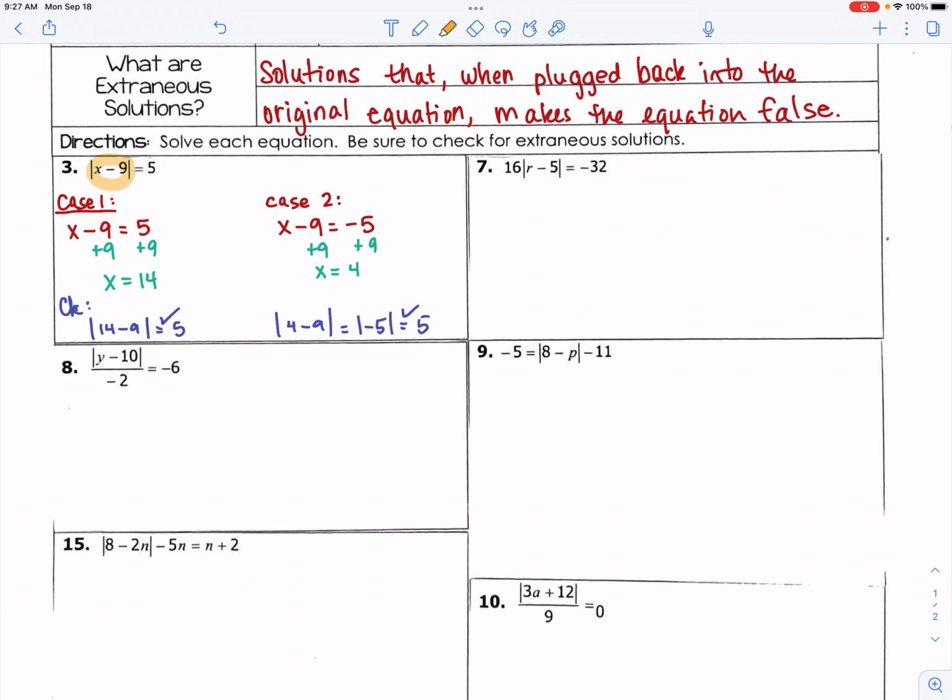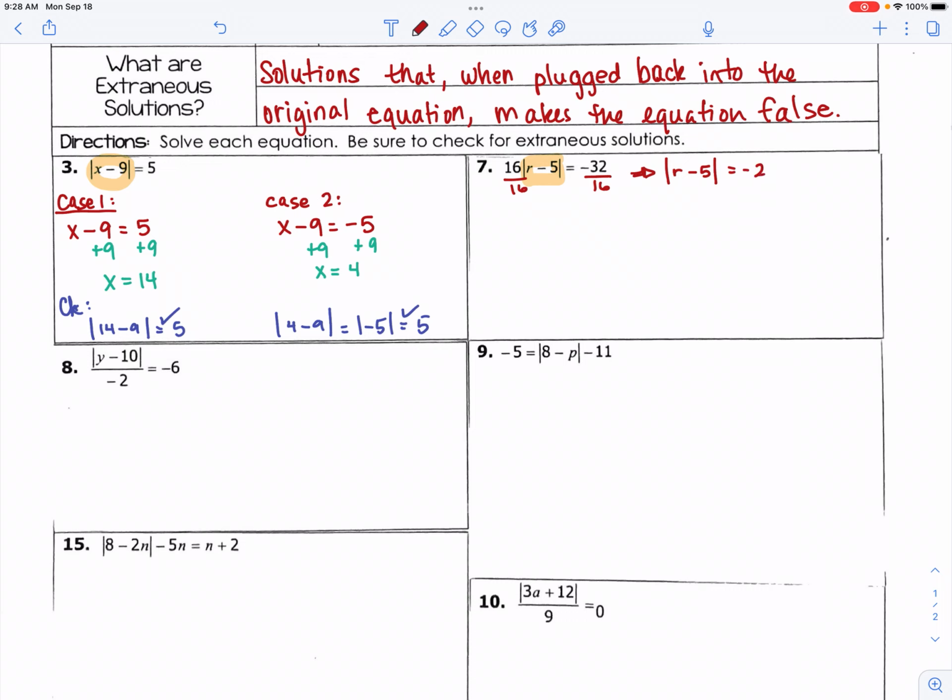All right, next we're going to look at number 7 here. Again, we want to isolate this absolute value. There's a 16 in front of it being multiplied. So in order to solve that, we want to divide both sides by 16. What that gives me here is the absolute value of r minus 5 equals -2.